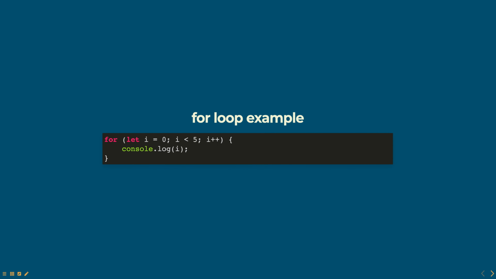For loop is used to execute a block of code a specified number of times. For example, this code will execute the block of code inside the for loop and print the value of i to the console for 5 times.